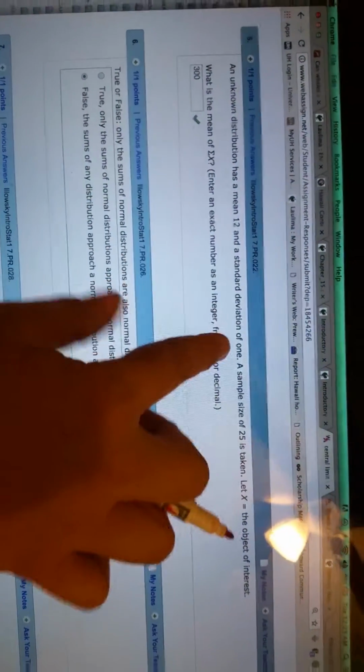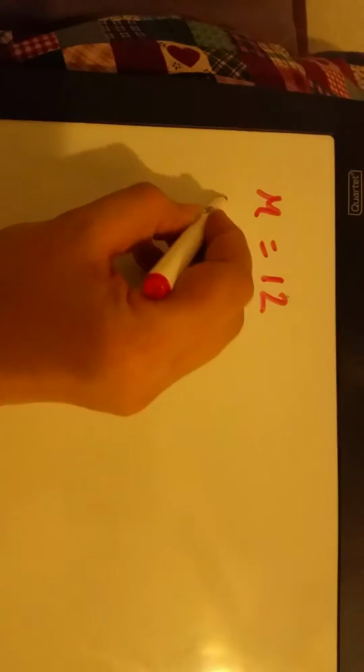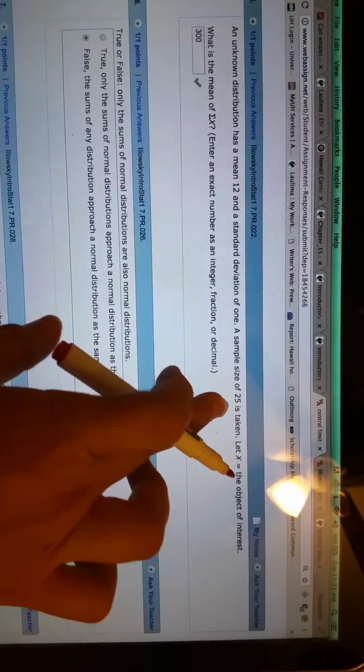An unknown distribution has a mean of 12. See, I just stop right there. Once I see those kinds of clues, I'm writing mean of 12. And a standard deviation of 1. Standard deviation of 1. A sample size of 25 is taken.